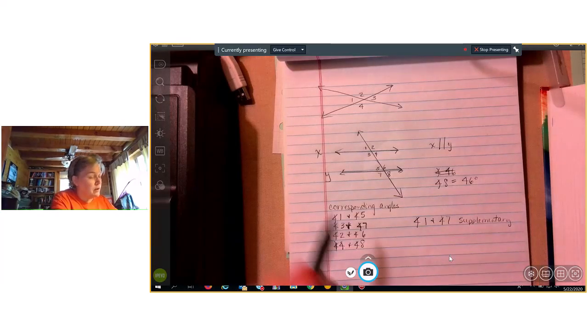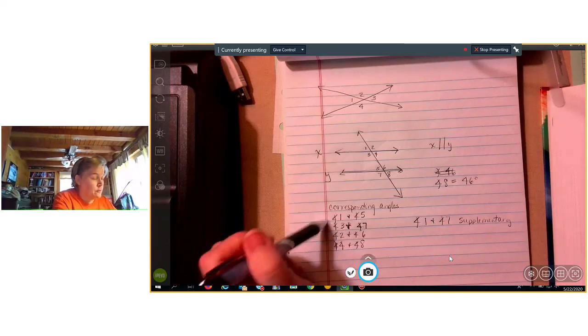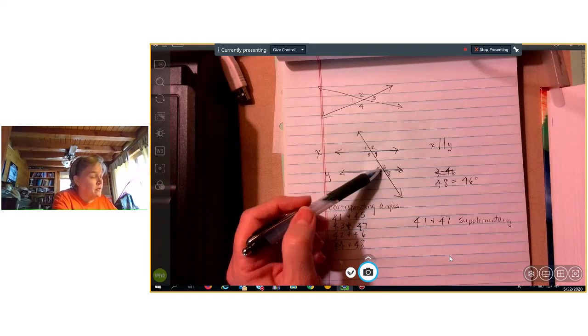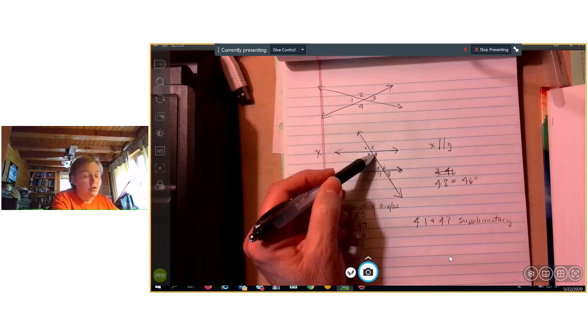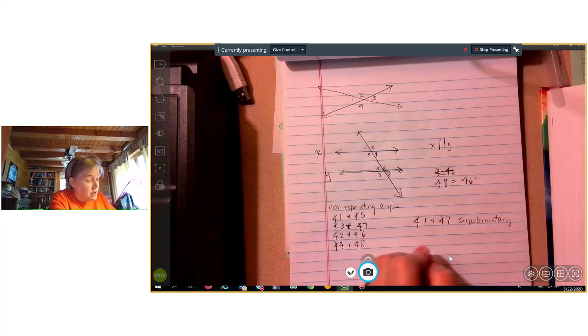So when we were talking a while ago and we said that all of these corresponding angles are the same measurements, then I know that if I have angle 8, its corresponding angle, angle 4, should also be 46 degrees. So if 8 equals 46 degrees, then angle 4 should also equal 46 degrees.